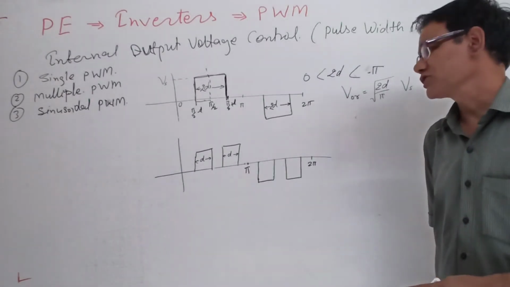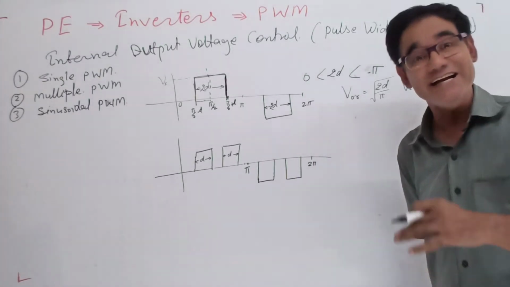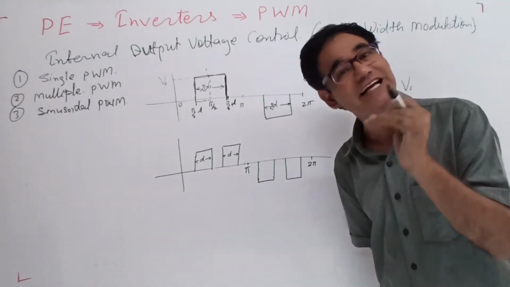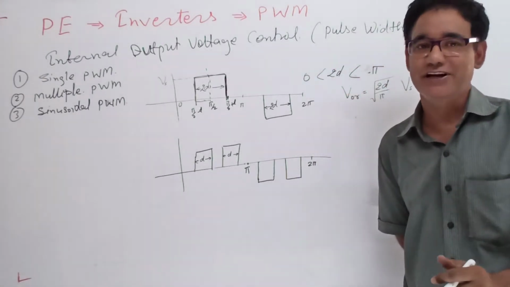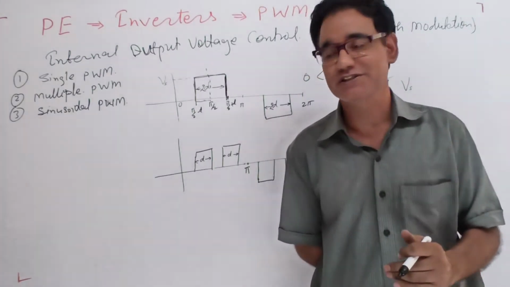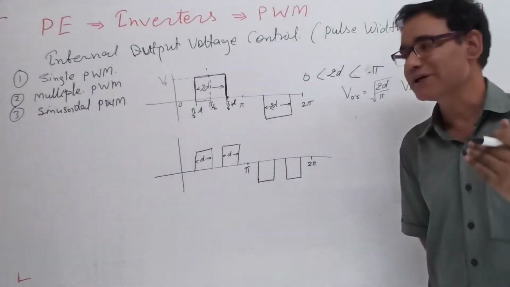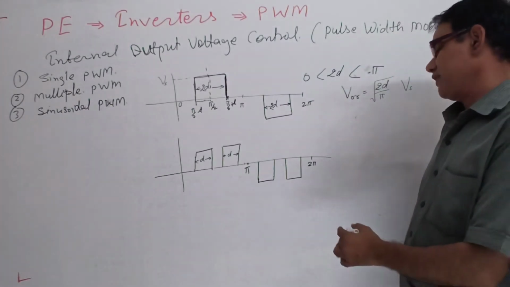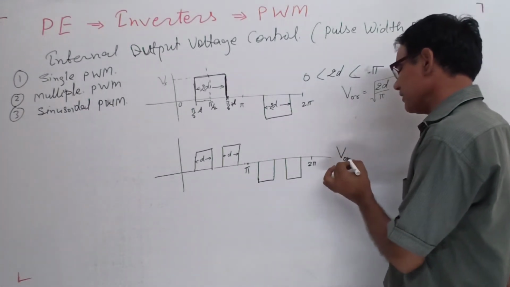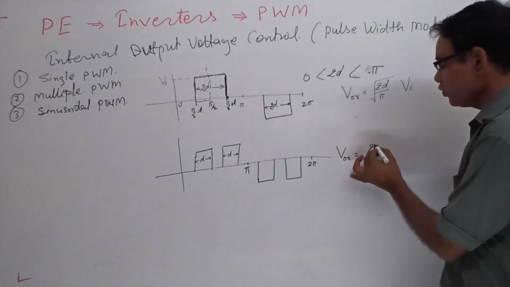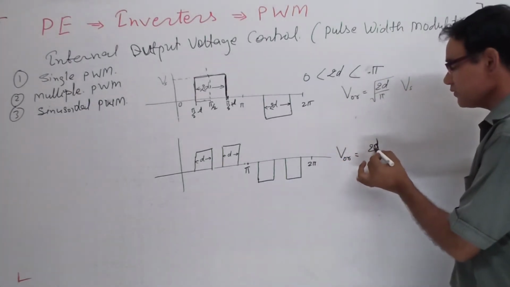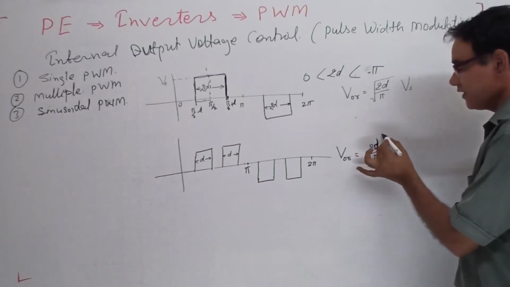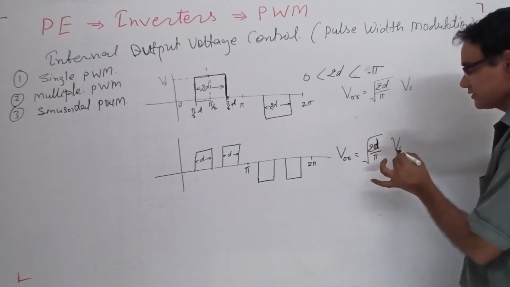So this is the pulse. We'll study in detail when we take each and every one individually. Definitely we are taking individuals, then also we will study. This is multiple pulse width modulation, and the output voltage equation is similar: the square root of 2d, the pulse width in the pi interval, into Vs.